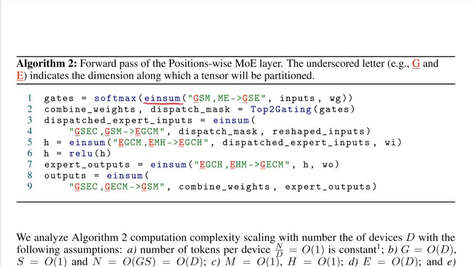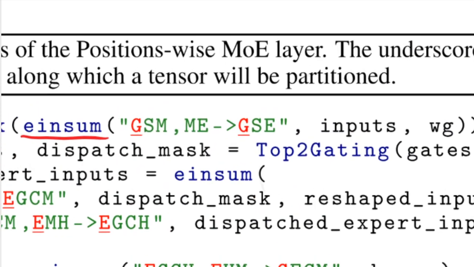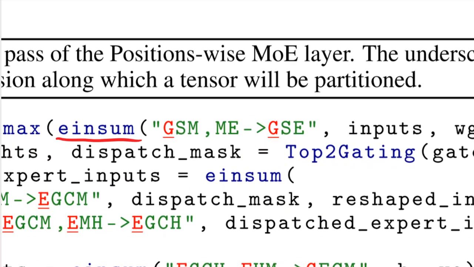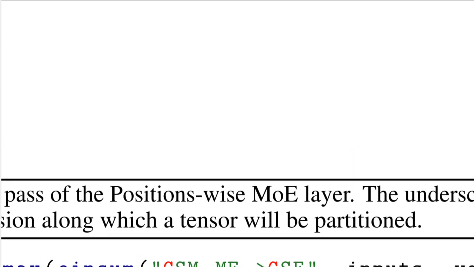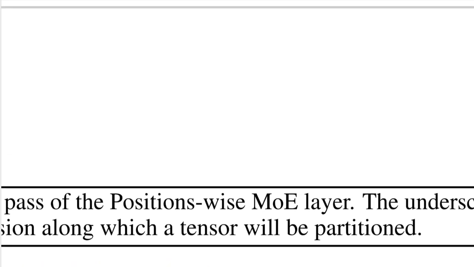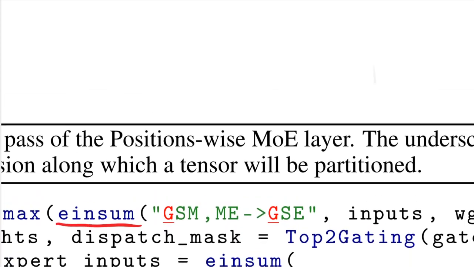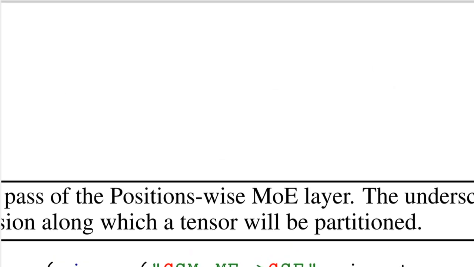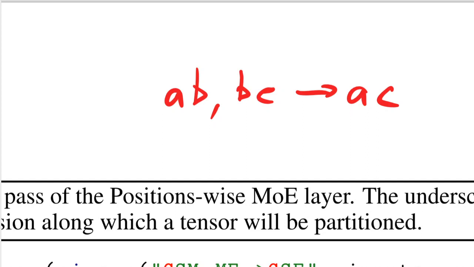And they make a lot of use of this Einsum, this Einstein sum notation. If you don't know what the Einstein sum notation is, it's a general notation to describe matrix or tensor multiplications. You describe it as a string, and it comes from how Einstein wrote up tensor contractions in his work. So if you want to multiply two matrices, you could put the string AB, BC goes to AC. And then you put two matrices right here.